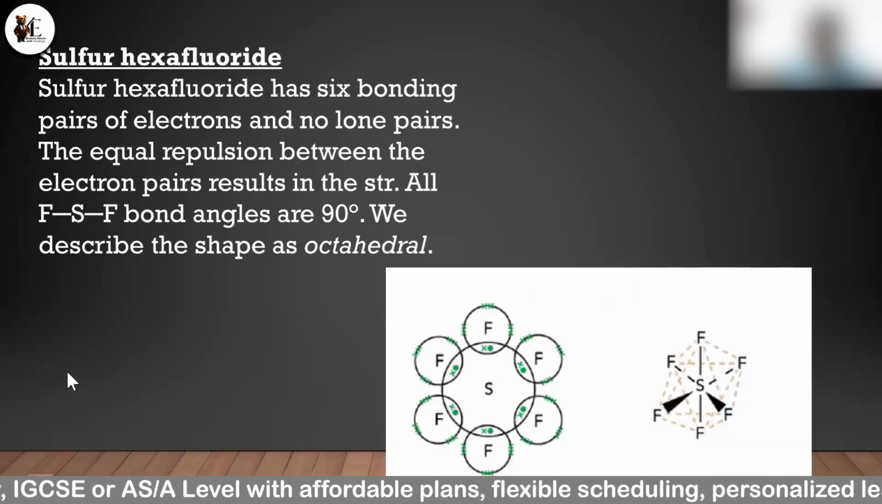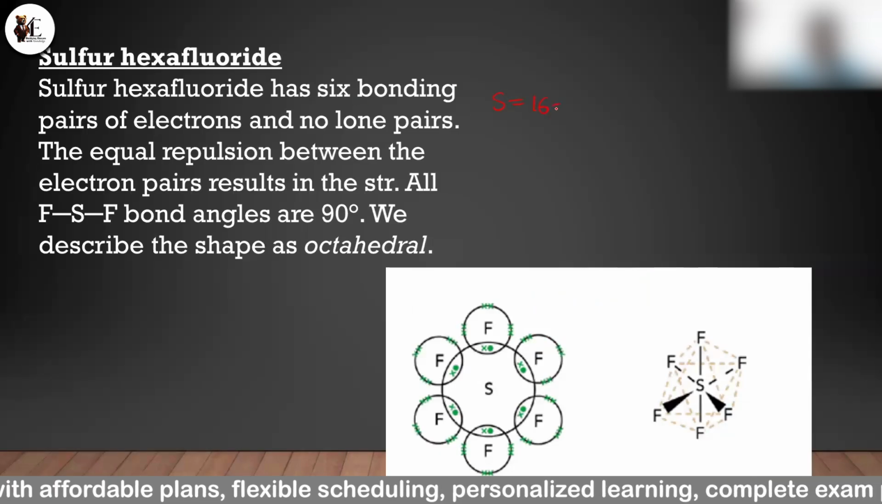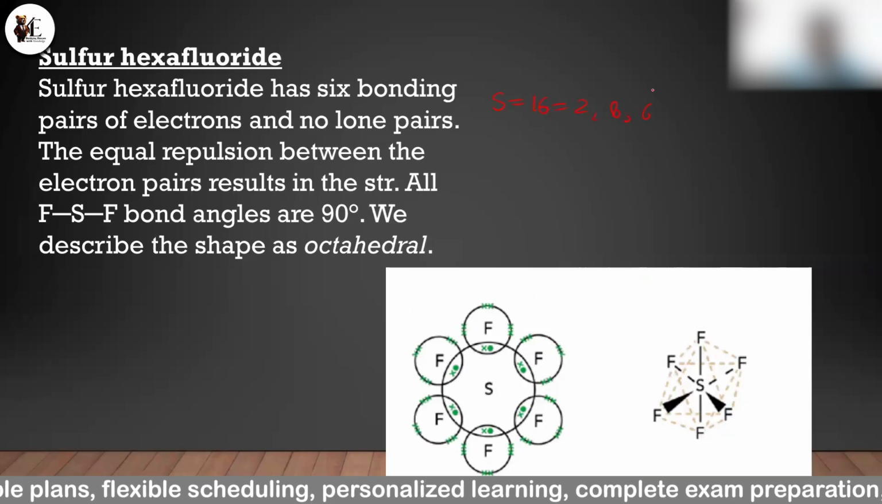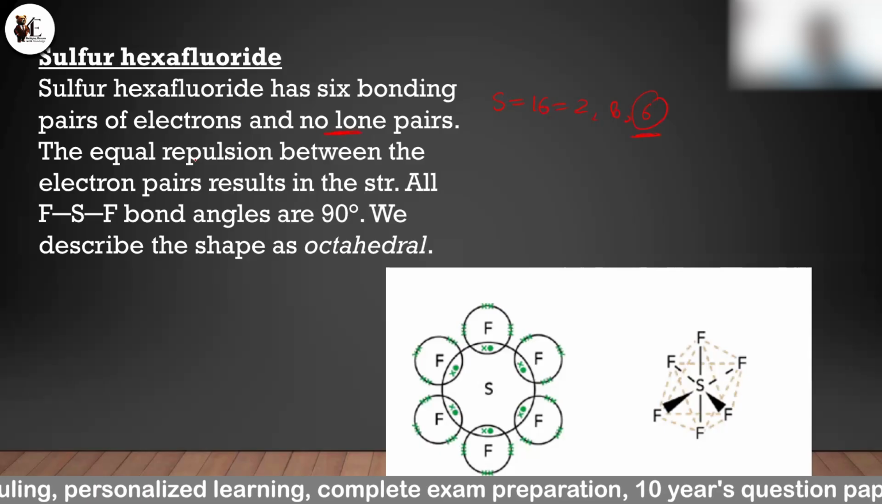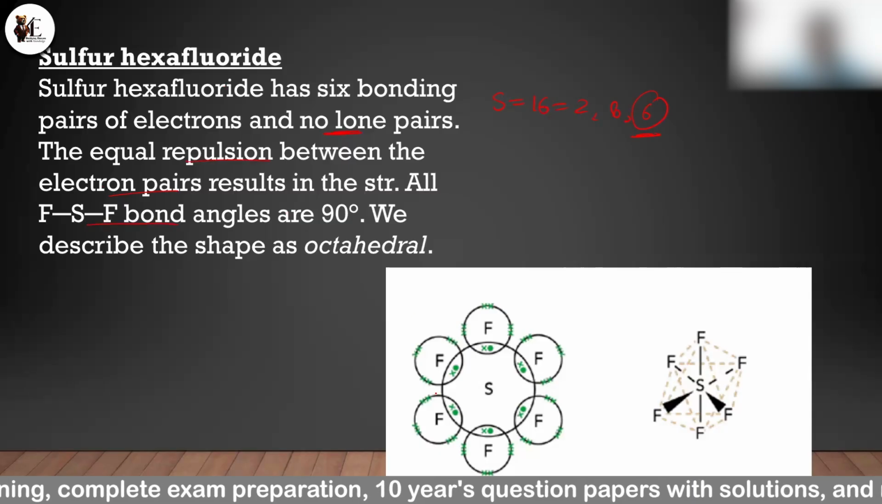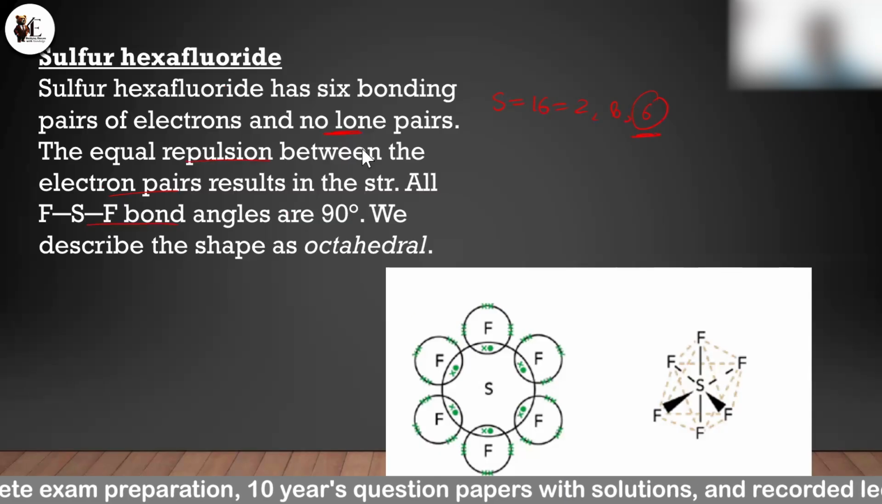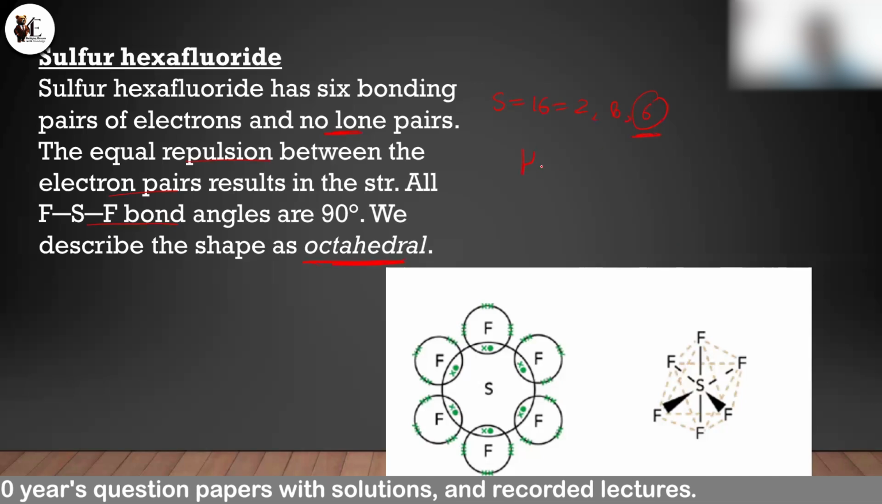Sulfur hexafluoride, SF6. So it has 16, 2, 8, 6. All the electrons are involved in bonding with fluorine, so there are no lone pairs. Equal repulsion between the electron pairs results in this structure, and the bond angles are 90 degrees. We describe this shape as octahedral. The shape is something like this.